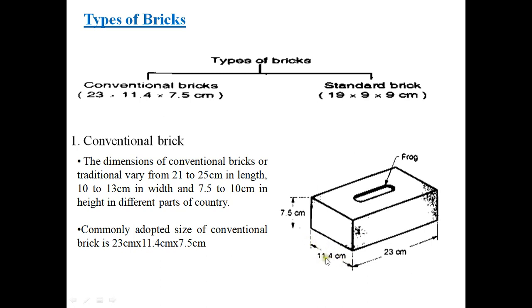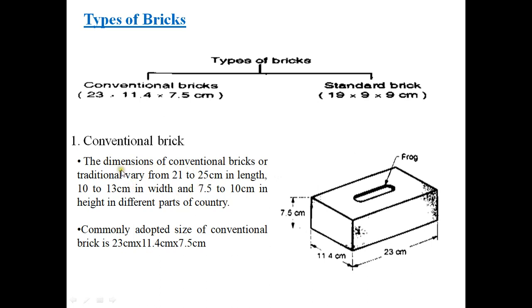So it is in between. 11.4 centimeter is in between 10 to 13 for the width, and 7.5 to 10 centimeter for the height. The height is 7.5 centimeter, but it may vary up to 10 centimeter. So the minimum height they have given is 7.5 centimeter. So this is the size of the conventional brick.